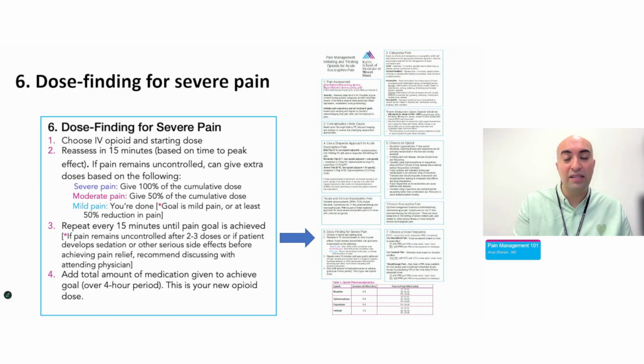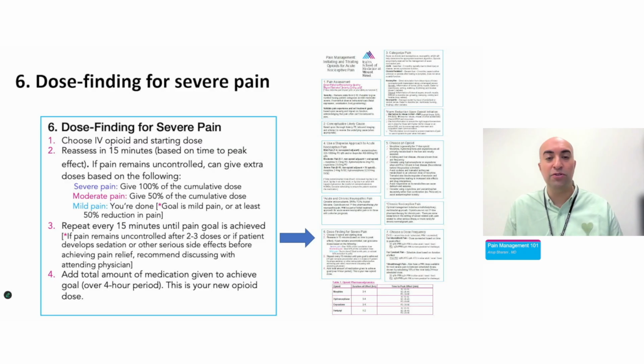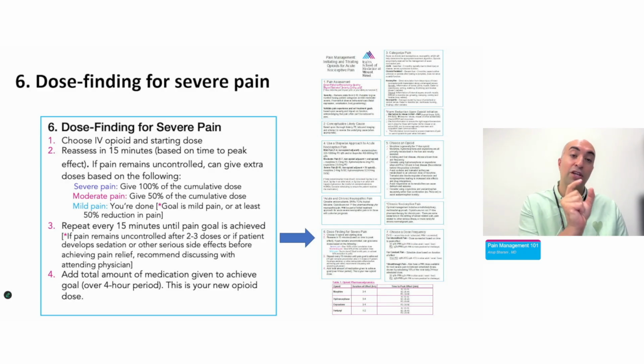Okay, so let's talk a little bit about dose finding for severe pain. In this case, if you have the ability to go back, you might say, okay, I'm going to give a dose and I'm going to come back in 15 minutes after the peak effect. I'm going to see what happens. And different people do different things. And so if someone is still in severe pain, they could give 100% of the dose that they've gotten so far, the cumulative dose, or even 100% increase from the single dose you last gave.